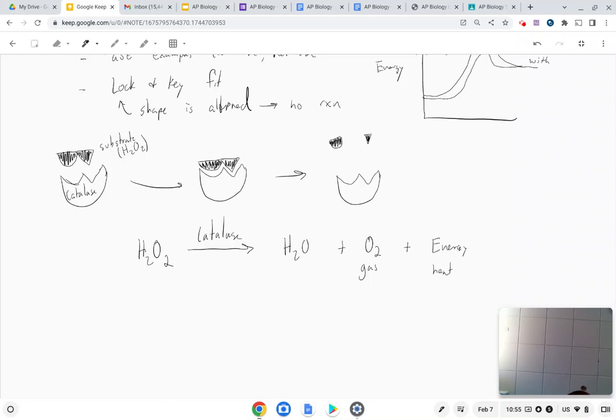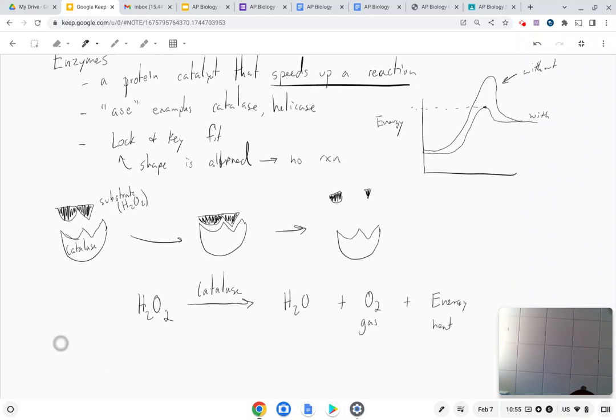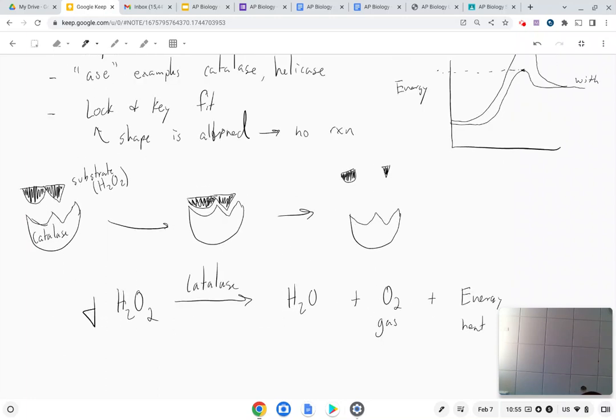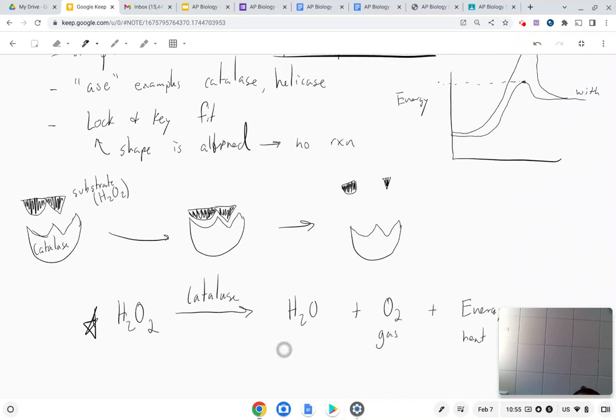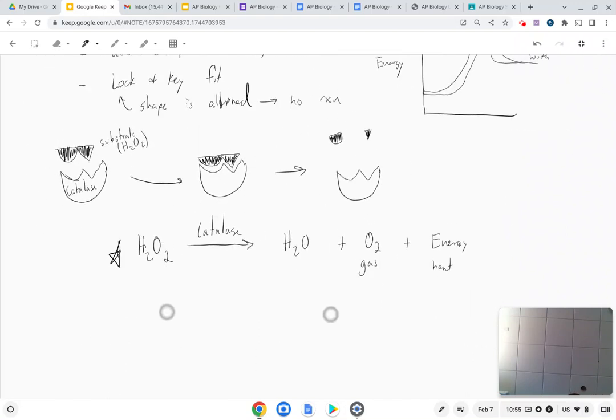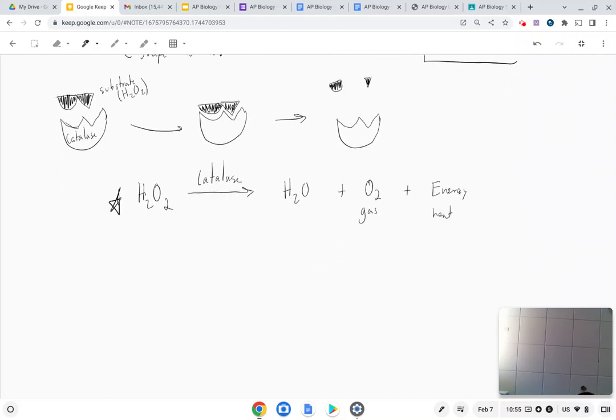Okay, so that's good. That's the basics of enzymes. This is our specific reaction that we're going to conduct tomorrow. So let's talk about factors that can affect the enzymes themselves. What are some ways in which we can alter the shape, the lock and key fit?